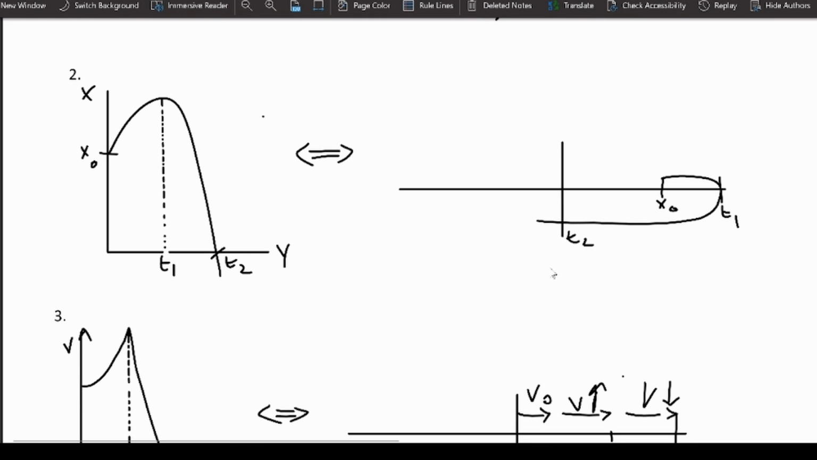So does this make sense, or any questions about this?